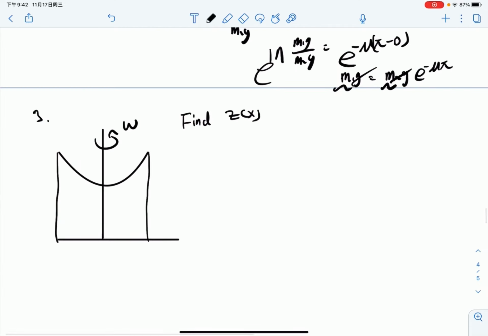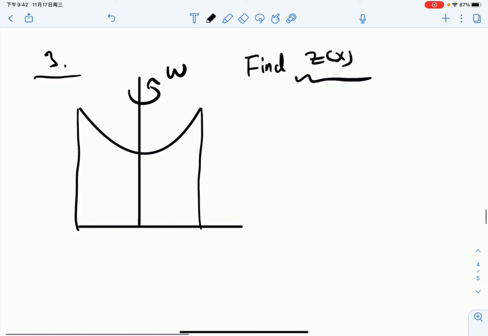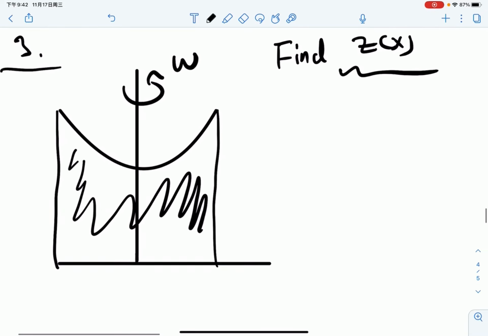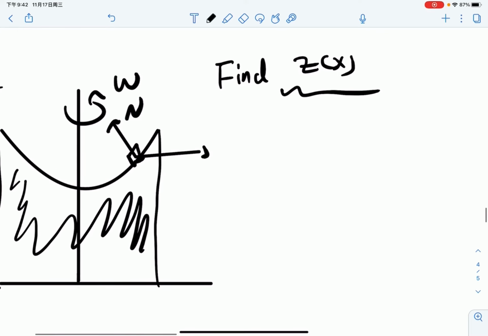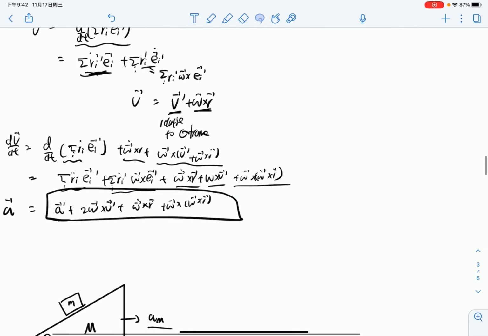Okay, for the third question, we're going to find z of x, which is the shape of this, and here just a bunch of liquid over here. So for this, we're just going to take a small portion, and this is n. And then we're just going to use fictitious force. So from the equation above, just let me copy paste.